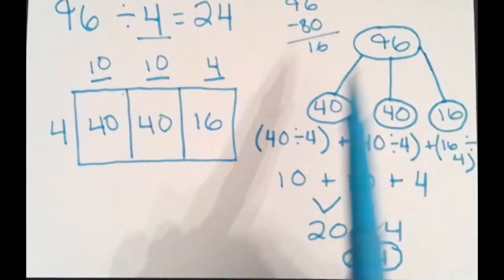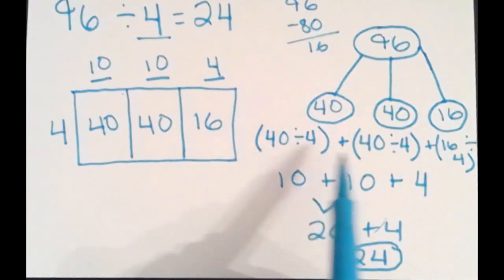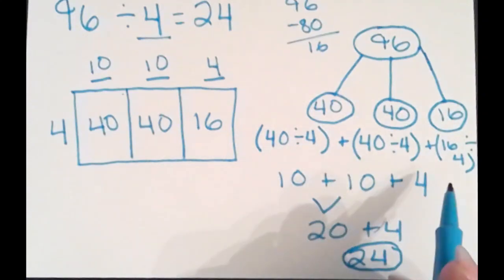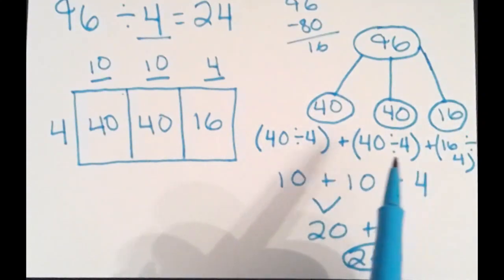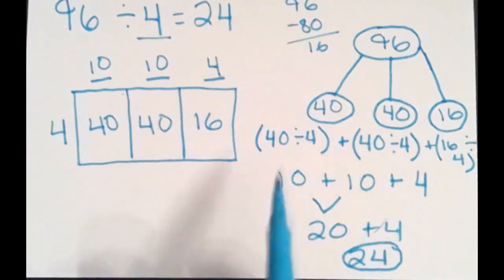This is your number bond. And when it talks about the distributive property, this is what it's talking about. 40 divided by 4 plus 40 divided by 4 plus 16 divided by 4. We're distributing that division to all parts of our number bond. So that is our distributive property.